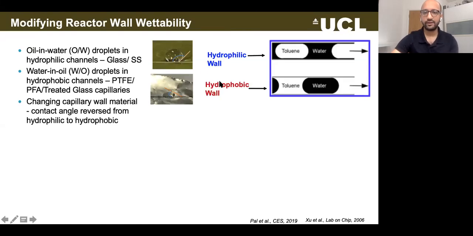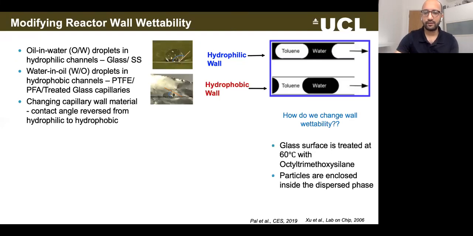So with a hydrophilic wall, the phase which contains the particles, here water, is the continuous phase because it touches the reactor walls. When you make the reactor hydrophobic, the phases basically get interchanged and the water phase becomes the dispersed phase. That is how the particles in the water are not able to come in contact with the reactor walls. But how do we change the wettability? The glass surface, which the reactor is made of, is treated at 60 degrees with a sealant compound, and with this coating the reactor walls become hydrophobic, and the particles are enclosed inside the dispersed phase.